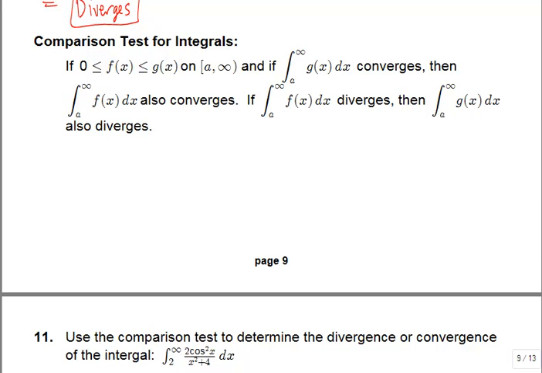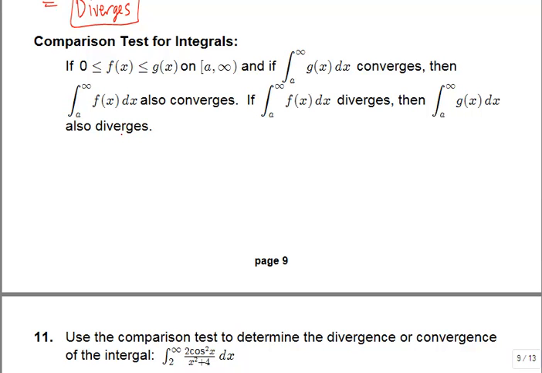Now the next thing that we're going to talk about is a really powerful tool. It's called the comparison test for integrals. It says that if you have two functions where f of x is greater than or equal to 0 and f of x is less than or equal to g of x, so think of f of x as the smaller function and g of x as the bigger function, on some interval a to infinity, then if you know that the bigger function has an integral that converges, then the integral of the smaller function must also converge.